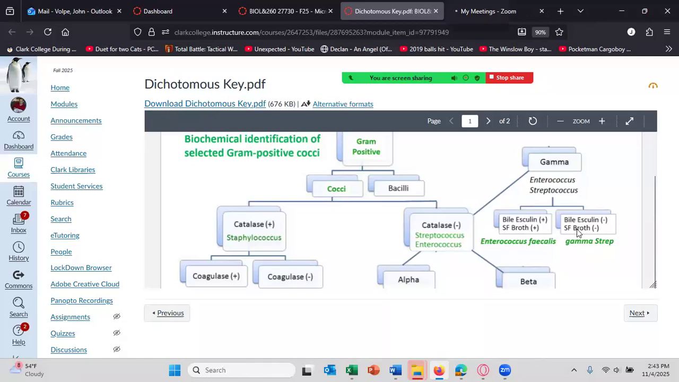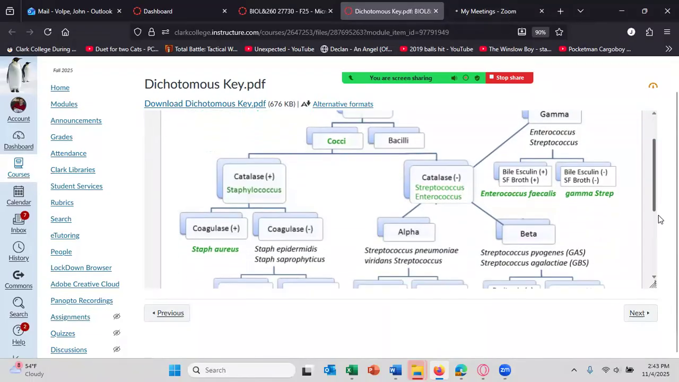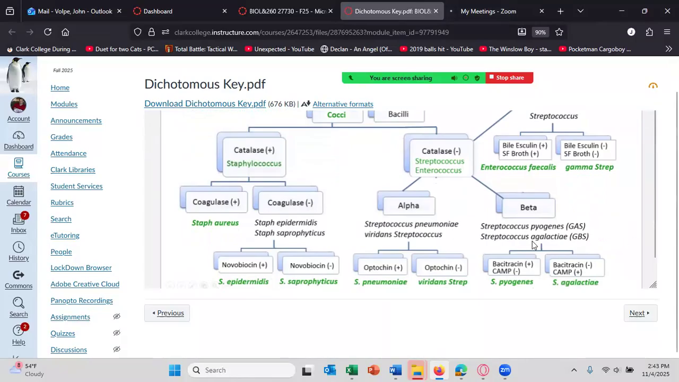We don't identify it further in this dichotomous key. And then if it's beta hemolytic cocci, then it's either Streptococcus pyogenes or Streptococcus agalactiae, and you can separate them by doing the bacitracin test and the CAMP test. If it's bacitracin sensitive, meaning positive, and CAMP negative, it's Streptococcus pyogenes. If it's bacitracin negative and CAMP positive, then it's Streptococcus agalactiae.